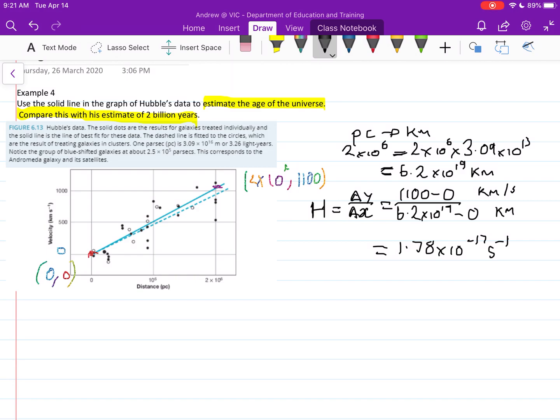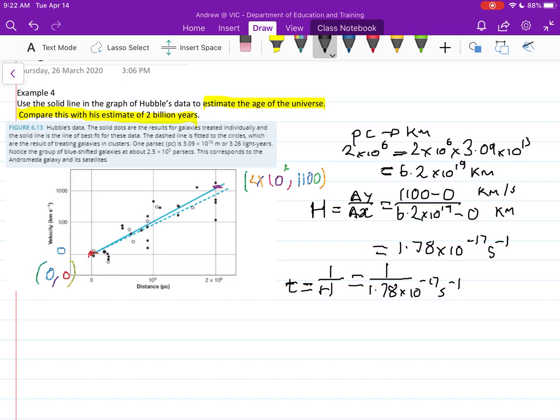So how it is estimated is we take the reciprocal of our Hubble's constant. So the time of the universe is equal to 1 over our big H, our Hubble's constant. So this here, 1 over 1.78 by 10 to the negative 17 per second. So this is going to change our units from per second to seconds. Okay, and now we have a time unit. So just make sure you're aware your units can give you a big hint of how to get it in the right units for your answer that you want.